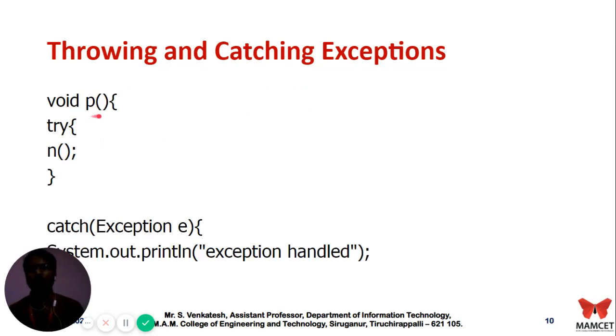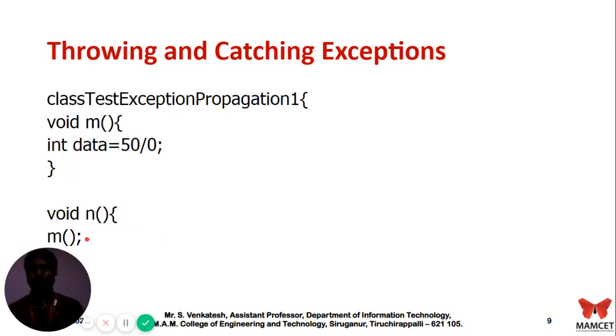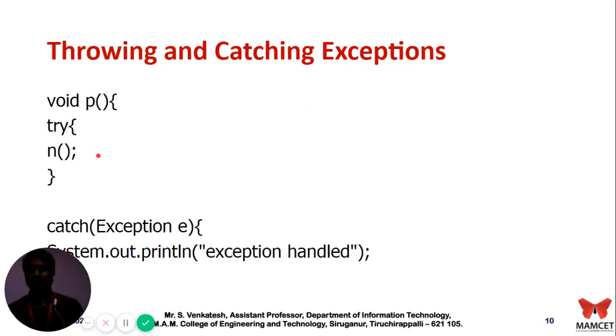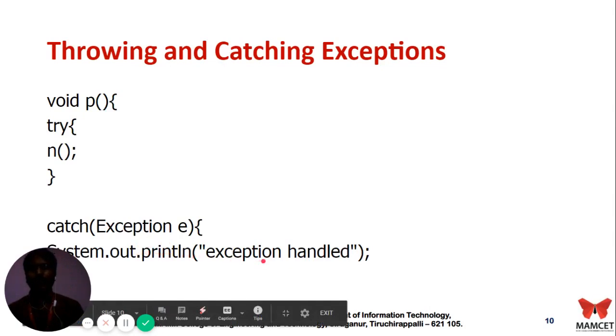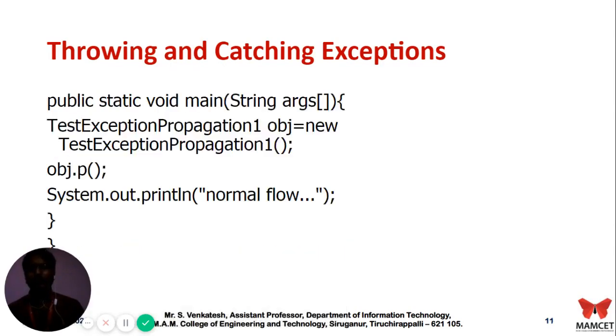Then we have another method, namely p method. Inside that we are going to give try n method. So try n method means we will go to the n method. Then here m method means go to n method. In m method you are calculating 50 by 0 and you are trying to assign to data. Then catch exception. So already we saw catch means it will handle the exception. So catch exception e, we are going to print exception handled. So we are going to print that exception is handled. So the error occurs, then you have to do catch.